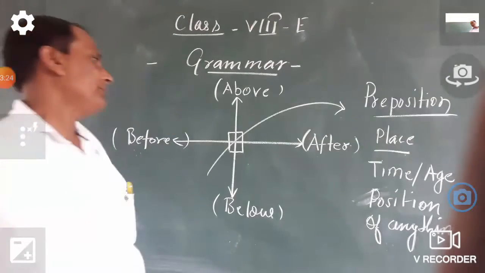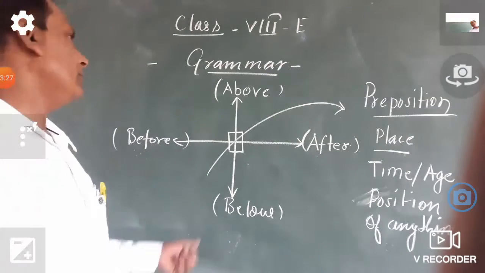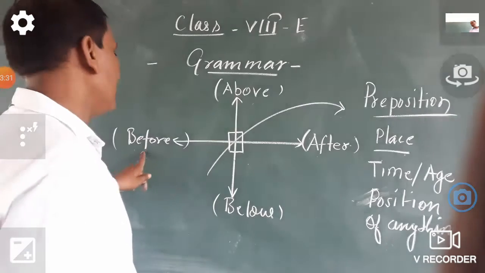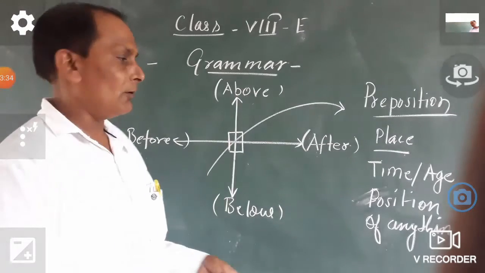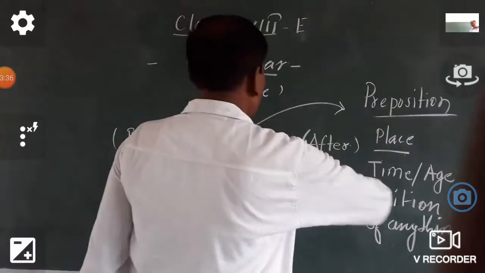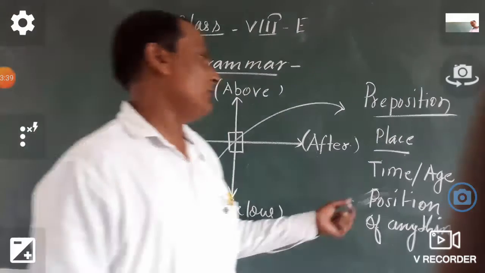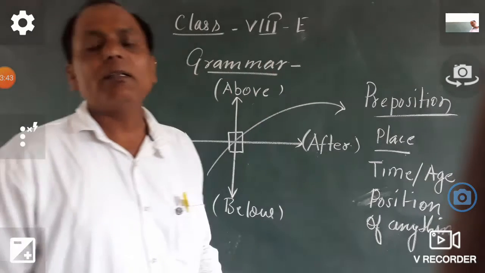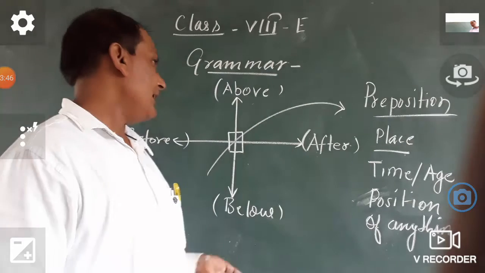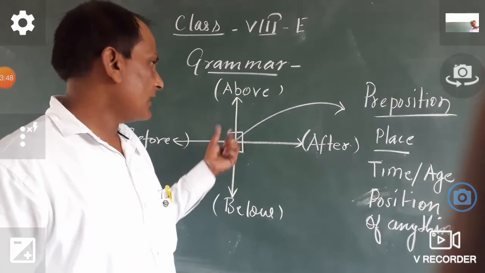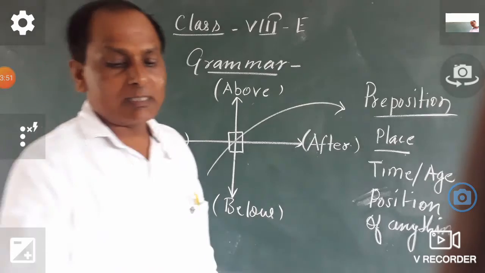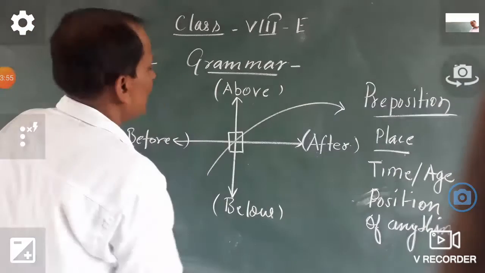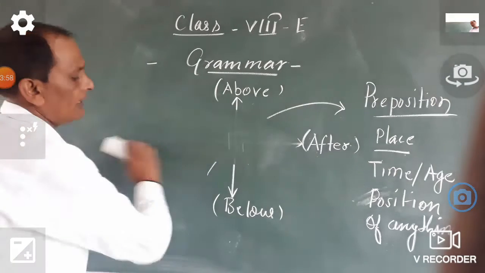Preposition means, I think you are clear now. What does it mean? Above, before, after, and below. So these are the prepositions, and these prepositions are used mostly in place, time, age, position of anything. In this way, you can take such words and make sentences yourself. But before this, I am going to explain one by one. Okay, you see.